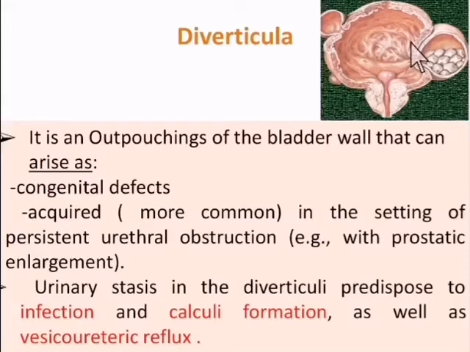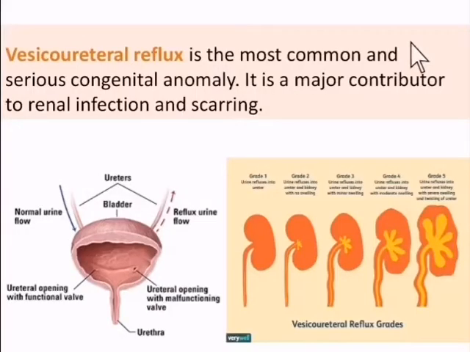The complication of diverticuli is number 1 infection, number 2 caliculi formation, وطبعا هذا سببه stasis of the urine, and number 3 is vesico-urethral reflux. So what is vesico-urethral reflux? Is the most common and serious congenital anomaly. It is a major contributor to renal infection and scarring.